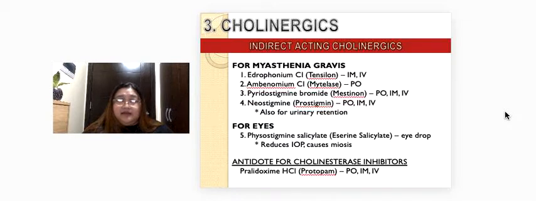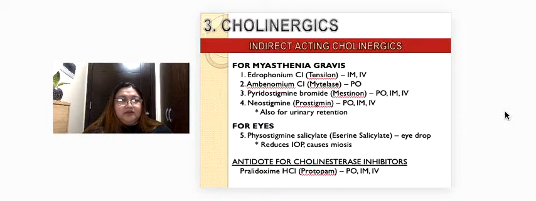Hindi siya pwedeng maging maintenance dose kasi very short ang half-life ng tensilon. Ang peak niya in just several minutes at ang duration niya ay halos 60 minutes lang. So, hindi siya pwedeng maging maintenance dose kasi pag binigay mo yan sa patient, in 1 hour, muscle weakness agad. But, si ambenomium, pyridostigmine, and neostigmine are for long-term maintenance of myasthenia gravis. Alright?